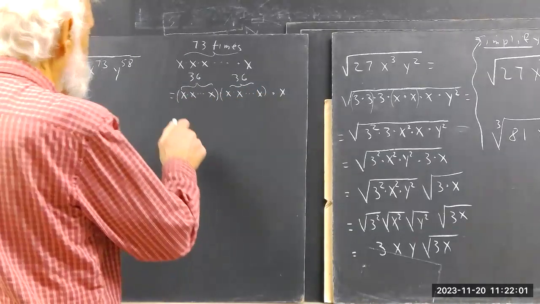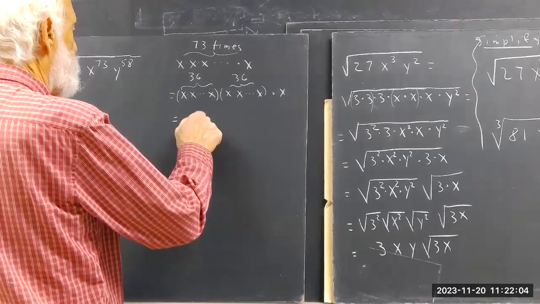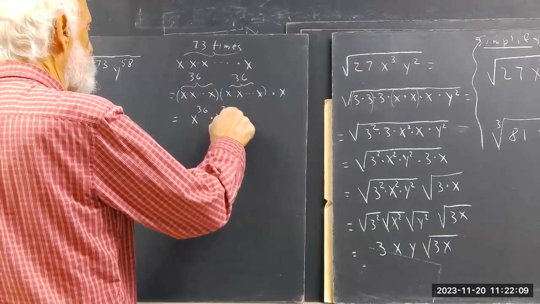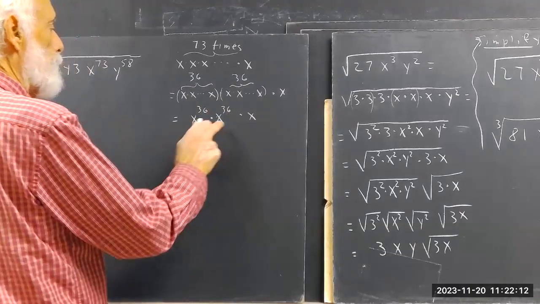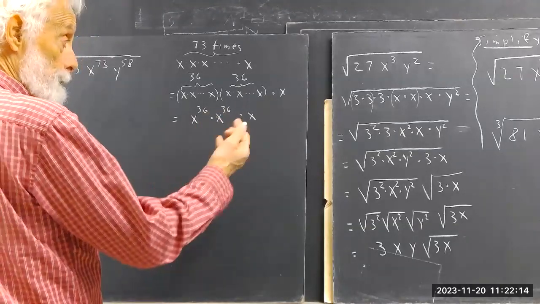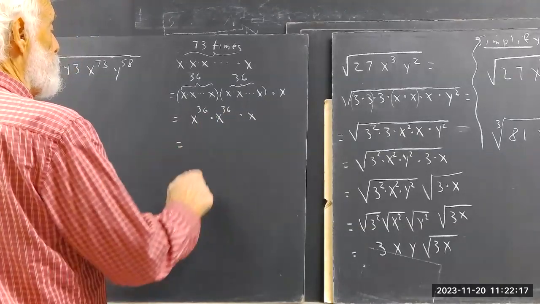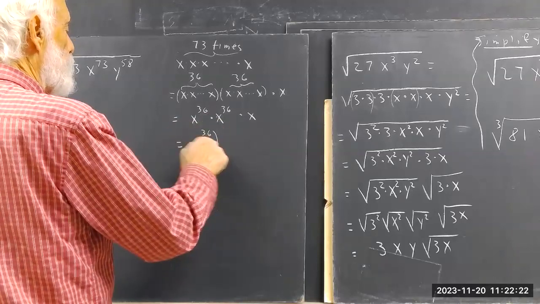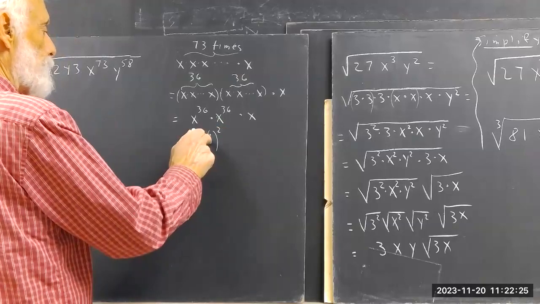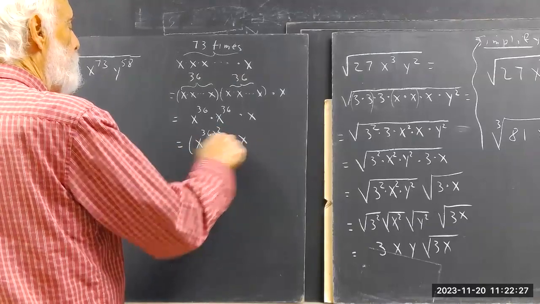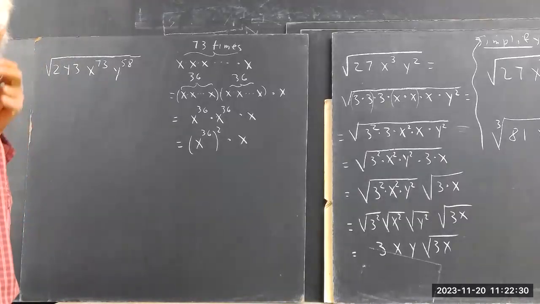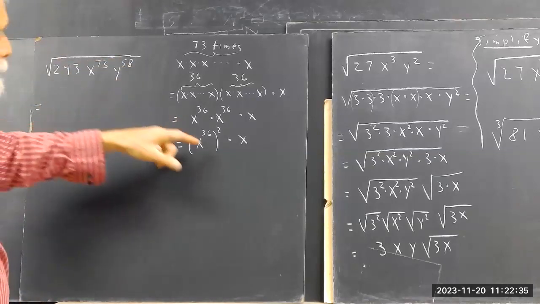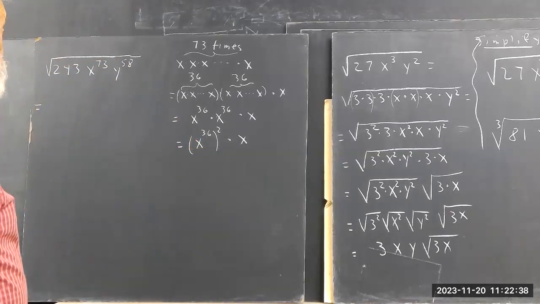And what that is that's x to the 36 times x to the 36 times x. X to the 36 times x to the 36 is just x to the 36 squared times x. I can use the same trick on y to the 58th.